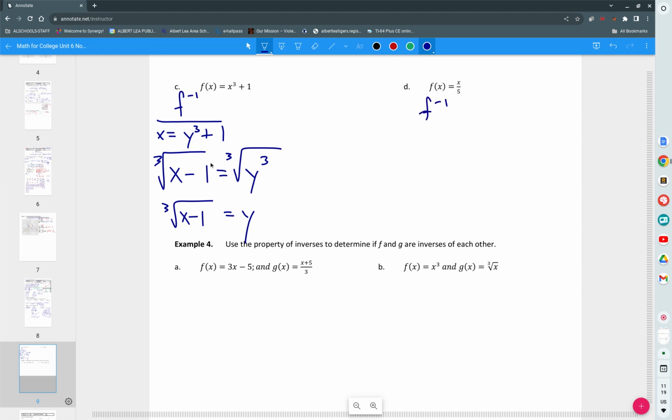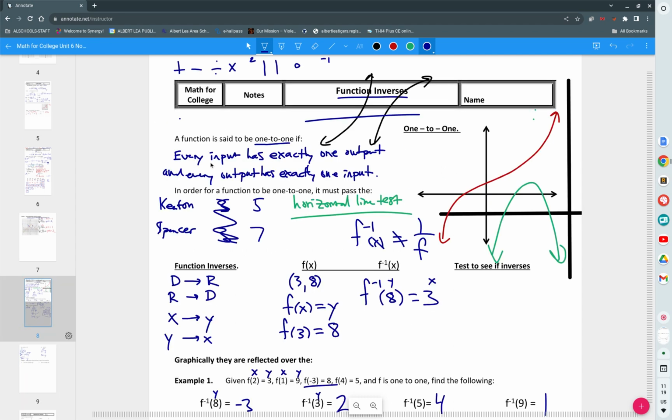The next one, to find the inverse, we have x equals y over 5. I want to solve for y. What should you do to both sides? Multiply by 5, and you get 5x equal to y. Turns out that x over 5 and 5x are inverse functions of each other. Not too bad? Okay, last part, flip back to your notes.